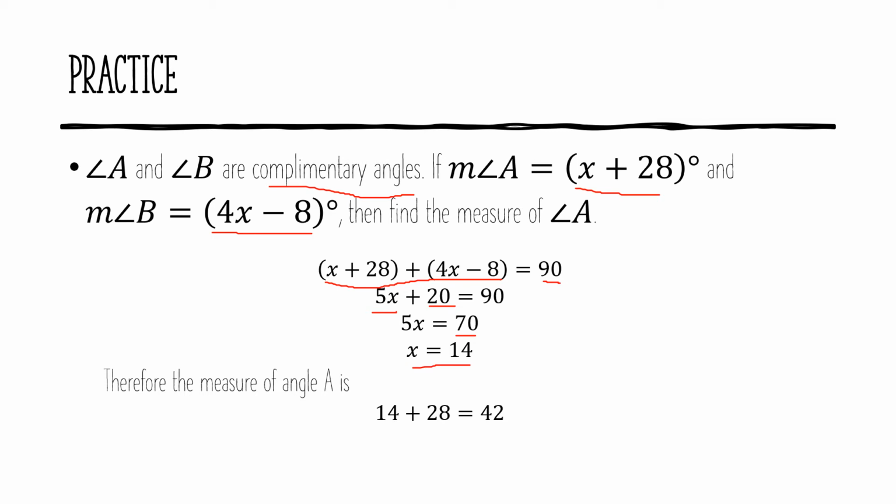So x is 14, but keep in mind it asked me for the measure of angle A. So all I have to do is plug that back into the equation for A, which was x plus 28. So in this case, it would be 14 plus 28. And so I know that the angle measure must be 42.